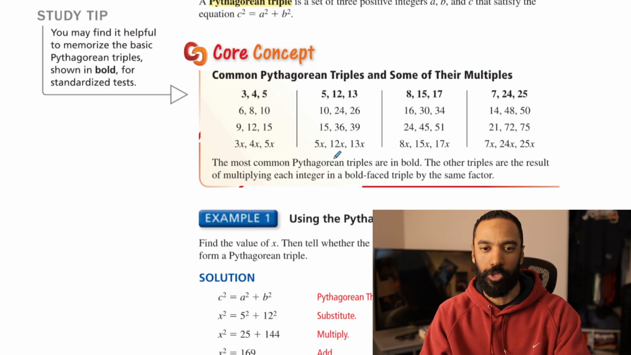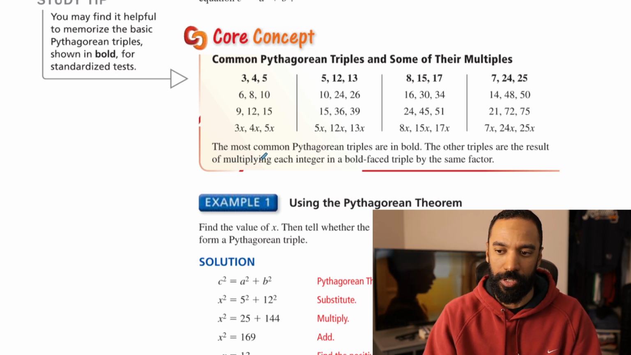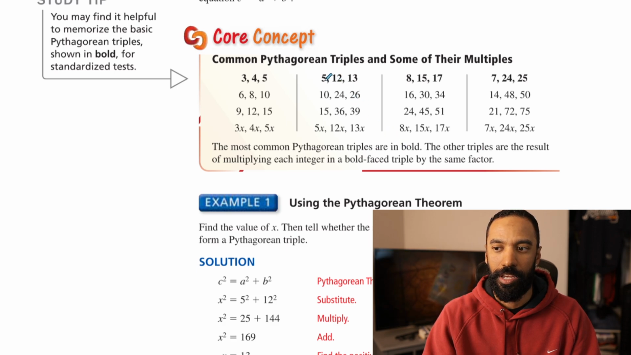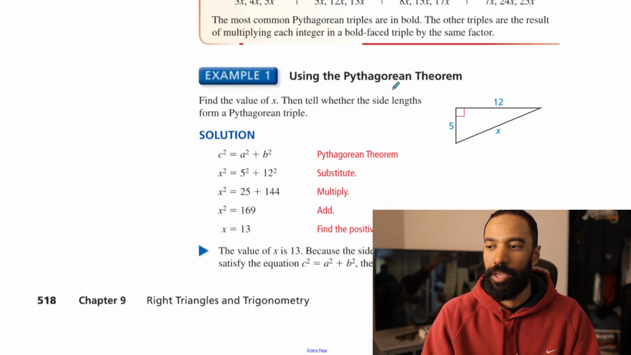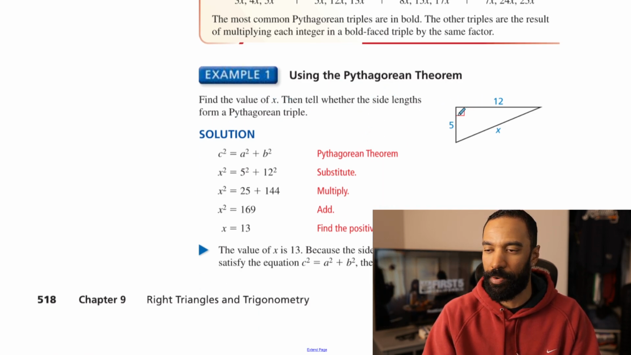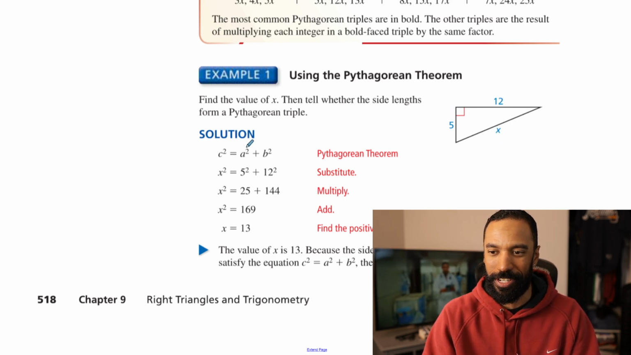The most common, and I'll just read from here on out: the most common Pythagorean triples are in bold. The other triples are the result of multiplying each integer in a bold-faced triple by the same factor. So 5, 12, 13 times 3 gives you those, things like that. All right, using the Pythagorean Theorem, find the value of x, then tell whether the side lengths form a Pythagorean triple. Well, I can tell you that's going to be 13 because it's a 5, 12, 13 triangle.